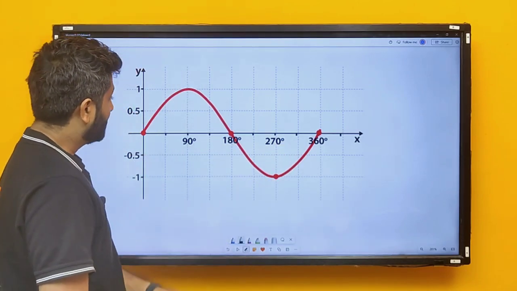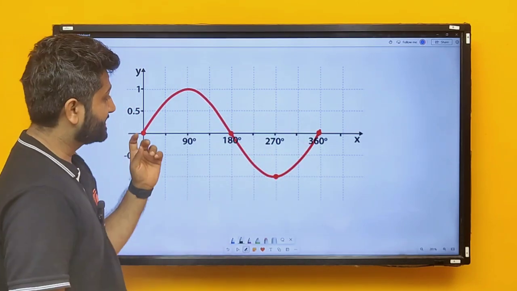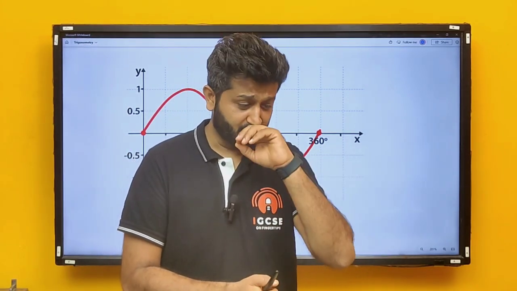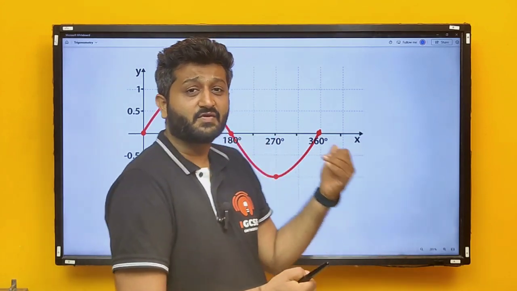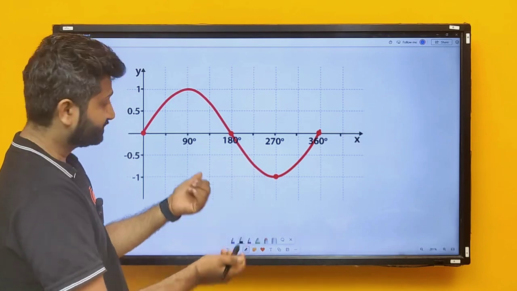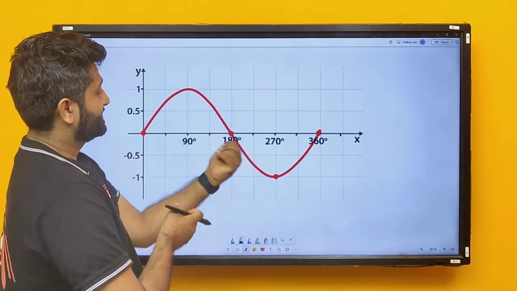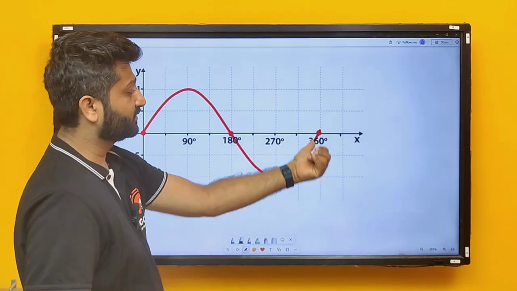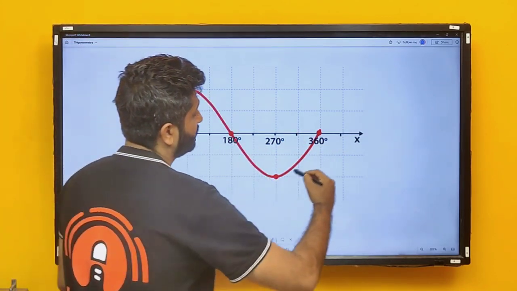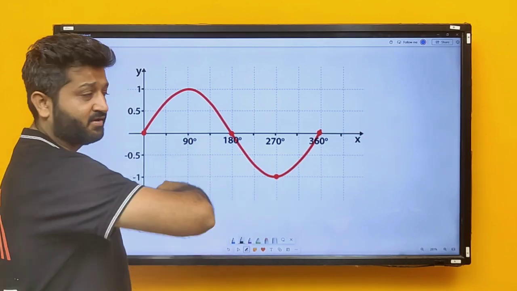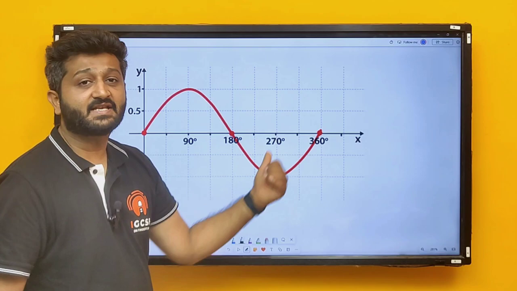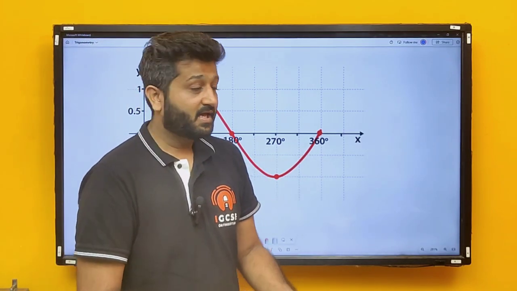Right, now as you can see guys, sine x. You can plot this graph using the table function in your calculator, or you can simply plot the graph using angles. Let's say sine 0 is 0, sine 90 is 1, sine 180 is 0, sine 270 is negative 1, and sine 360 is 0. So if you plot this and draw the curve, it is going to form a wave. This wave is known as sine wave.